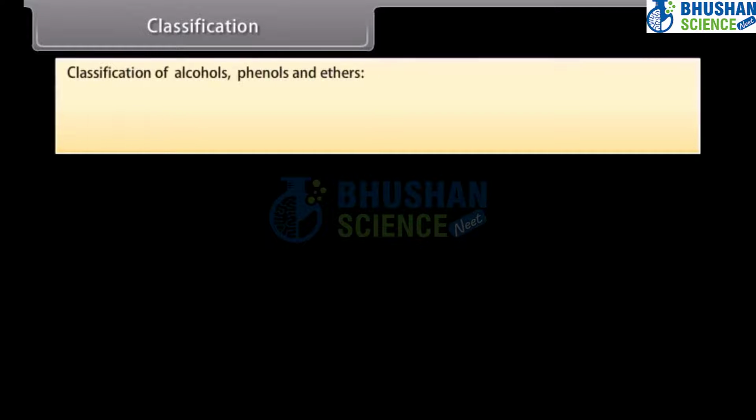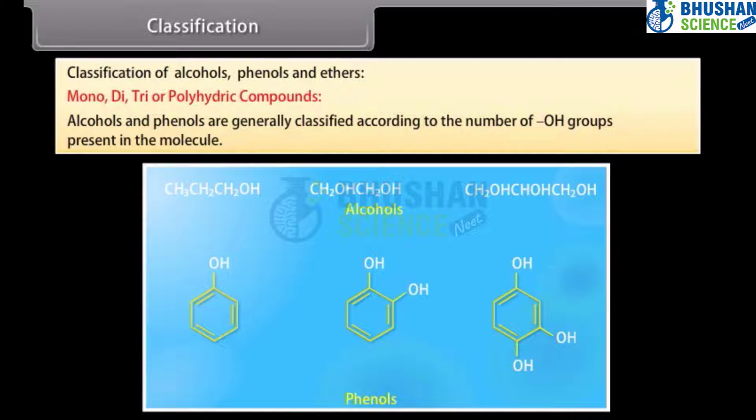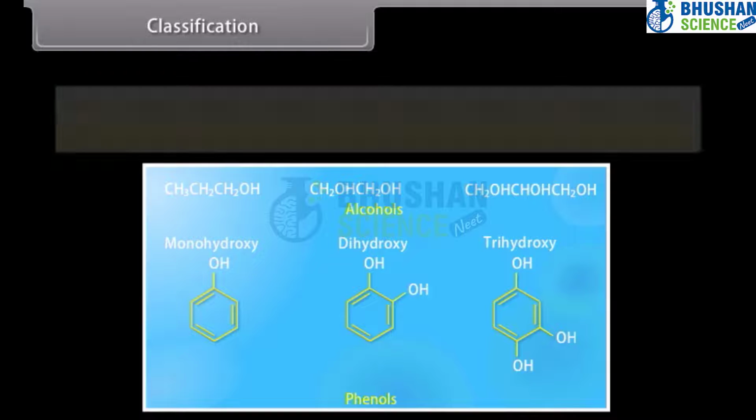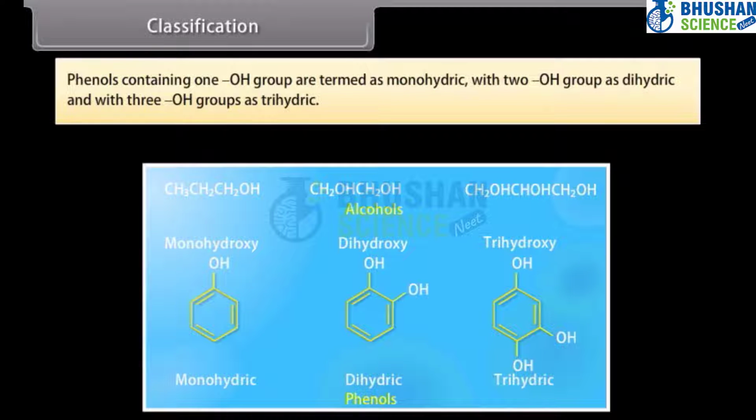Classification. Classification of alcohols, phenols and ethers. Mono, di, tri or polyhydric compounds. Alcohols and phenols are generally classified according to the number of hydroxyl groups present in the molecule. The alcohols containing one hydroxyl group are termed monohydroxy, with 2 hydroxyl groups as dihydroxy and with 3 hydroxyl groups as trihydroxy. Phenols containing one hydroxyl group are termed as monohydric, with 2 hydroxyl groups as dihydric and with 3 hydroxyl groups as trihydric.